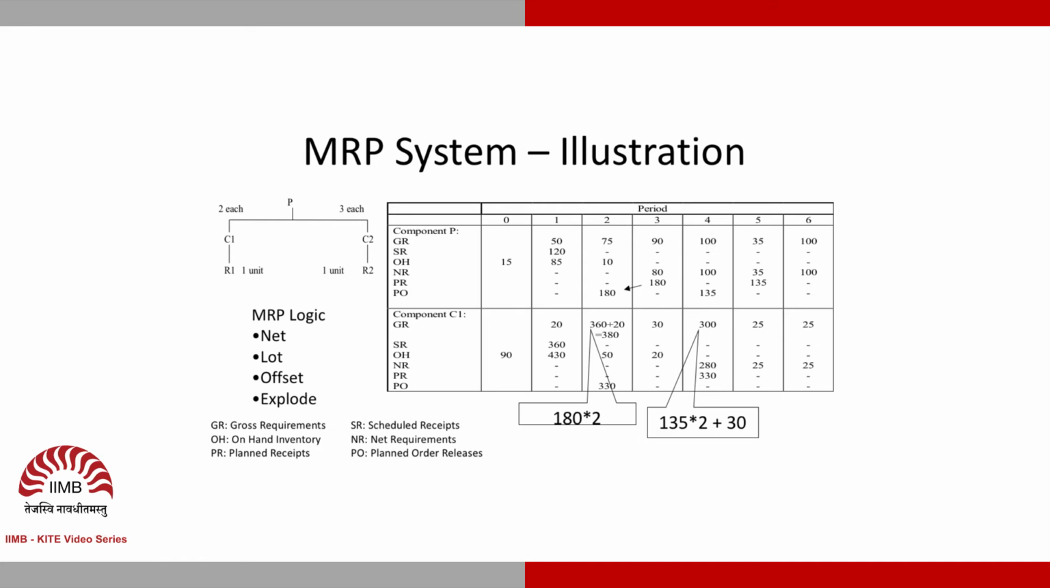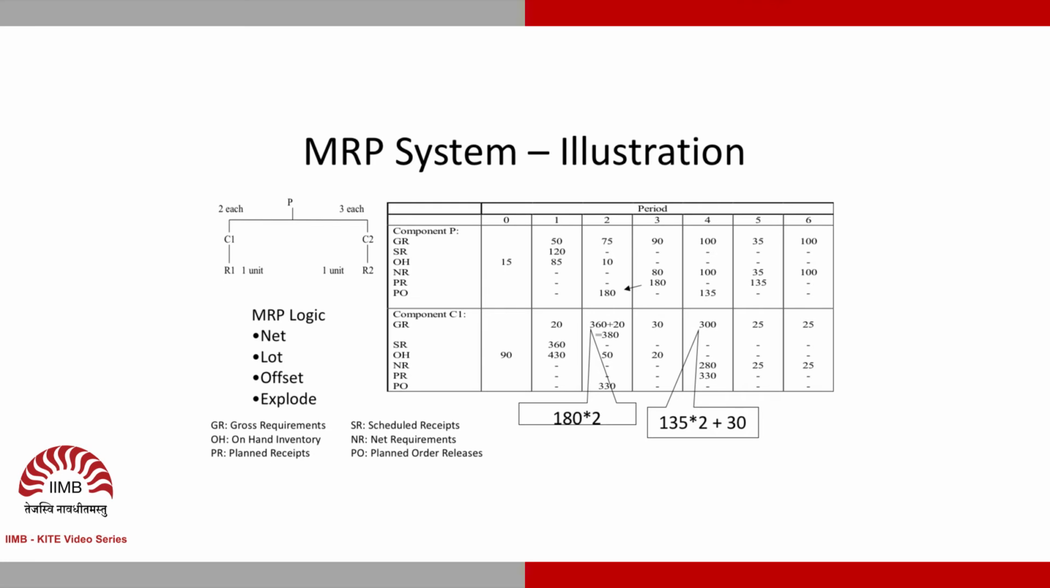Now, let us look at period 1. Our requirement is 50, we already have on hand 15 and a batch of 120 is coming in period 1. So, together we are going to have 120 plus 15, 135 available. Gross requirement is only 50. So, we will be left with an on hand inventory of 85. So, NR, the net requirement, is 0. Now, look at period 2, gross requirement 75, on hand available for period 2 is 85.